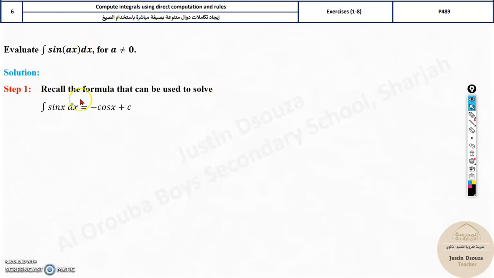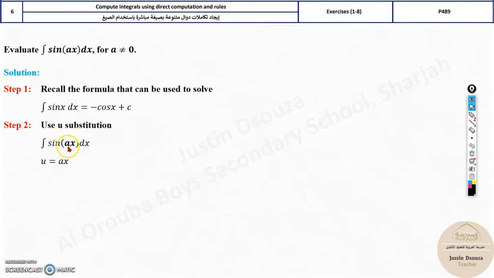So we need to know which formula we can use. We know the integral of sine x dx is minus cos x plus c. But this is just the formula, and we cannot use it directly because, look carefully, we don't have just x. If it was only x, we could use this formula, but we have a constant value, that is ax. So what do we do now? We need to do u substitution.